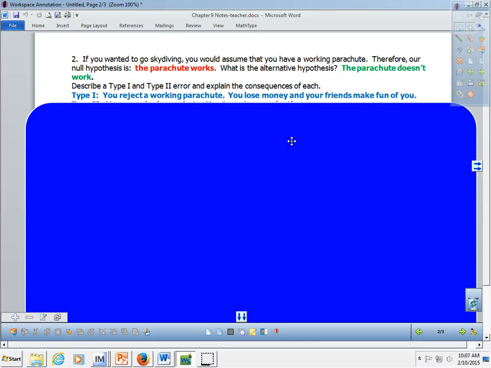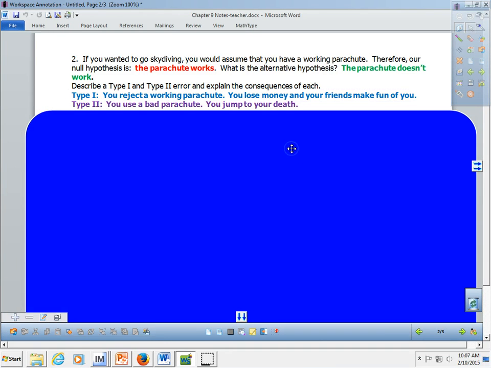But if you make a type 2 error, we're going to fail to reject the null. We're going to go ahead and take a parachute and jump even though the parachute doesn't work, even though the parachute's a bad chute. And what's the consequence of that? Well, you jump and die. So which of those two is worse in your mind?